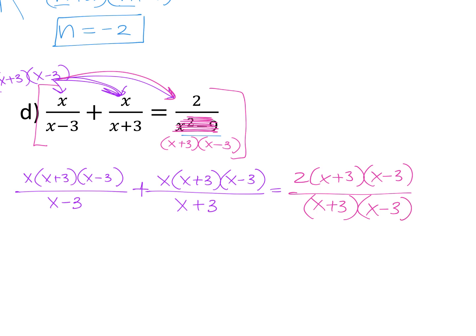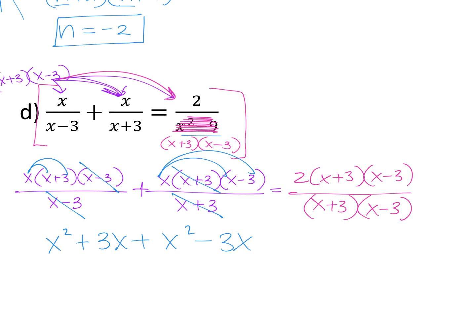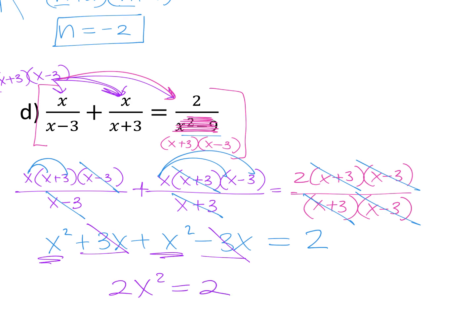Okay, so we can start to slash. X minus 3 over x minus 3 leaves us with x squared plus 3x. X plus 3 and x plus 3 leaves us with x squared minus 3x. Equals, now x plus 3 slashes away, x minus 3 slashes away, so we just have a 2 there. Look what happens to our 3 x's. A positive and a negative, that's 0. So you have x squared plus x squared, or 2x squared, equals 2.